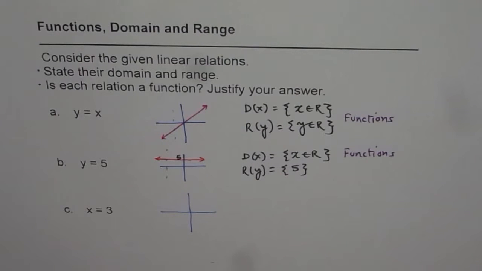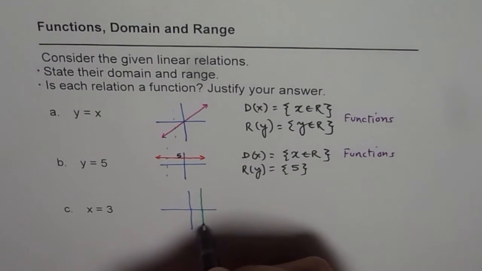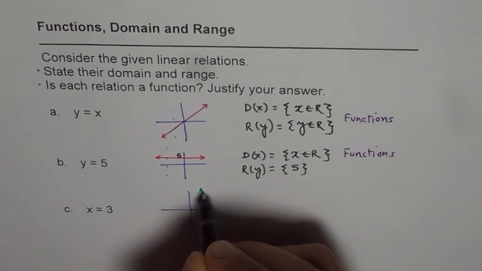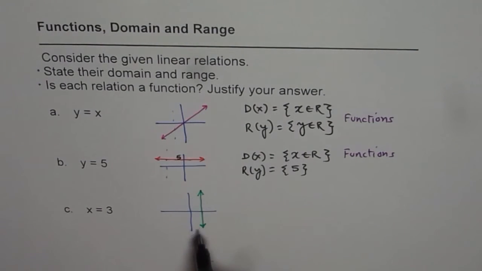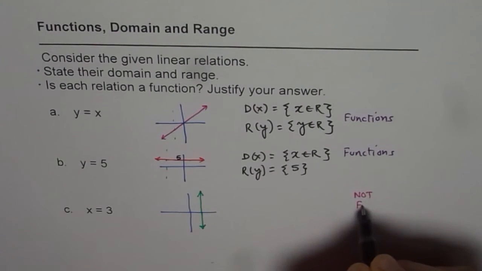Now, x equals 3 means what? It means that x value is just 3, y could be anything. So it is indeed a vertical line. Now, a vertical line will fail the vertical line test, because if you draw this line, then how many points are on this line? Infinite, right? So this is not a function.